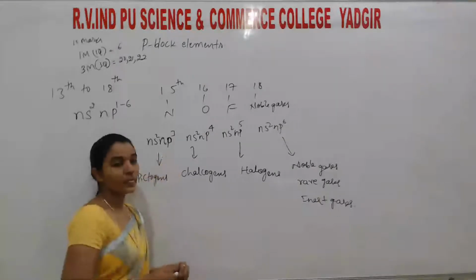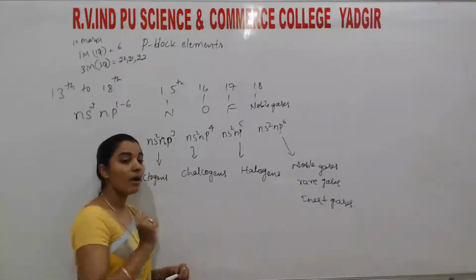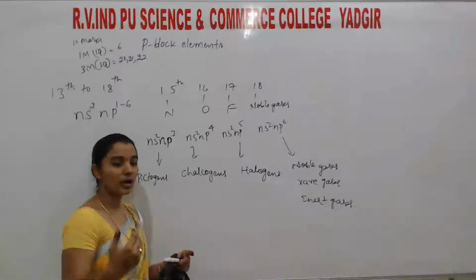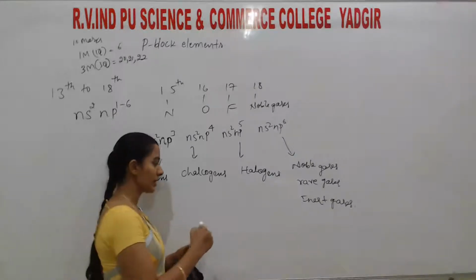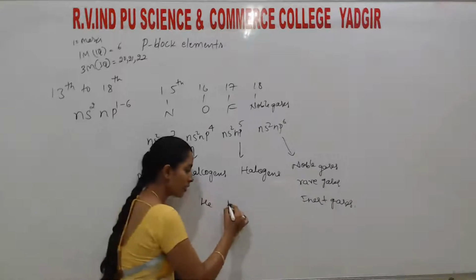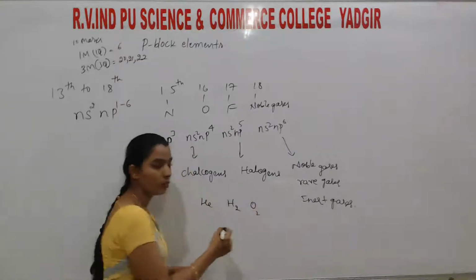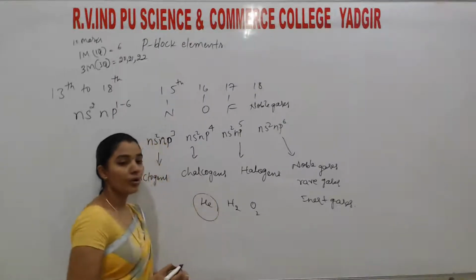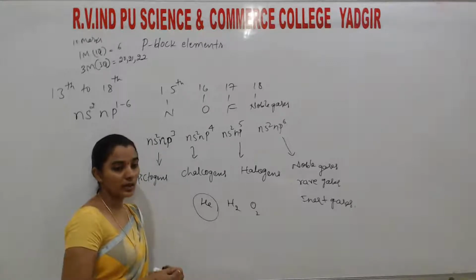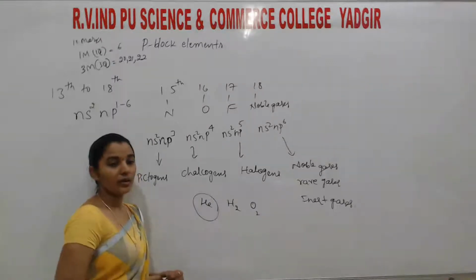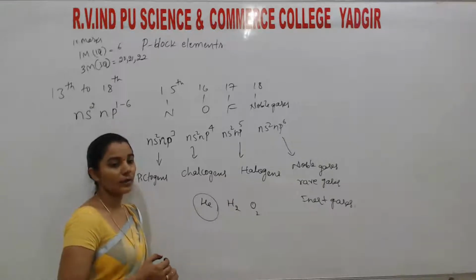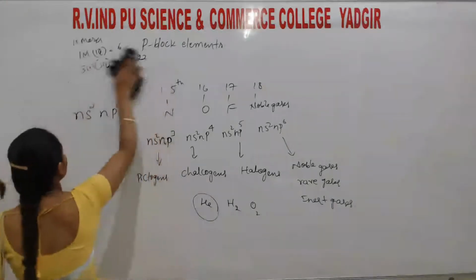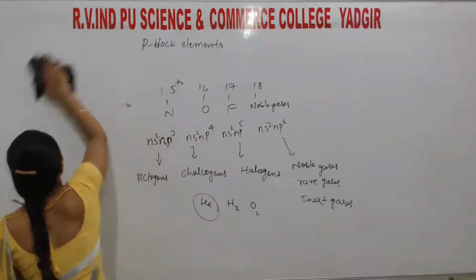That's why, students, the noble gases are almost always monoatomic. Monoatomic means they exist alone: helium, neon, argon, krypton, xenon. Helium is alone, but hydrogen is H2 and oxygen is O2; these are diatomic. Because of the stable configuration, they won't form any bond with other elements easily until we apply extra energy. So students, we will discuss one by one. We will start with group 15 elements.